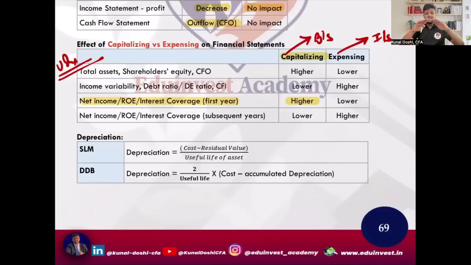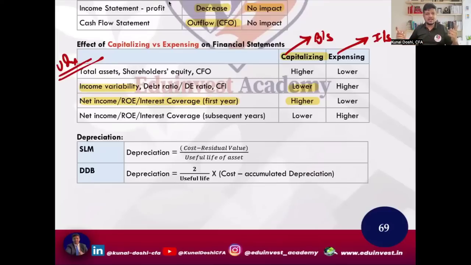And when you capitalize, you smooth your expenses. Why? Because you don't put anything right now in the income statement. Later on, it comes in the form of depreciation in a smoother way. So your income variability is lower. And compared to expensing, everyone in the class, your profits are higher initially.